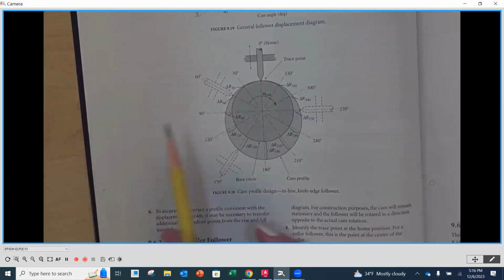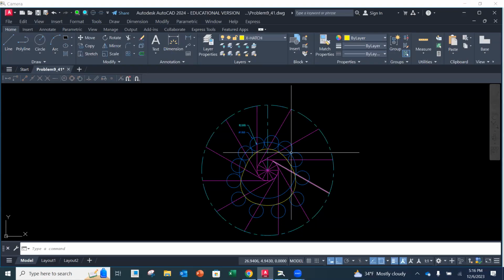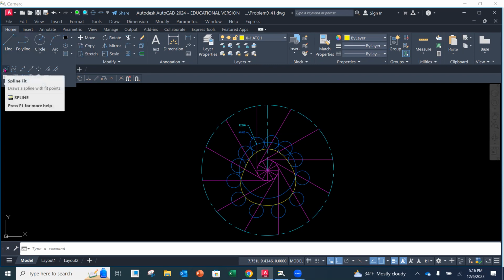Now, when we actually go through, I'm going to show you in AutoCAD, because sometimes if you haven't used this command before, you maybe don't know where it's at. So to find the spline command, you're going to go over in the draw area, arrow down here, and all the way over on the left side, there is spline fit.